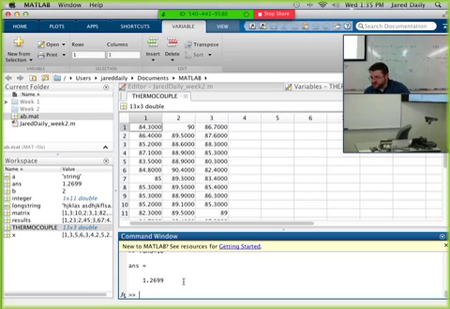Why could this be useful? Well, this can be useful because you can actually create arrays of random numbers to use for whatever reason.